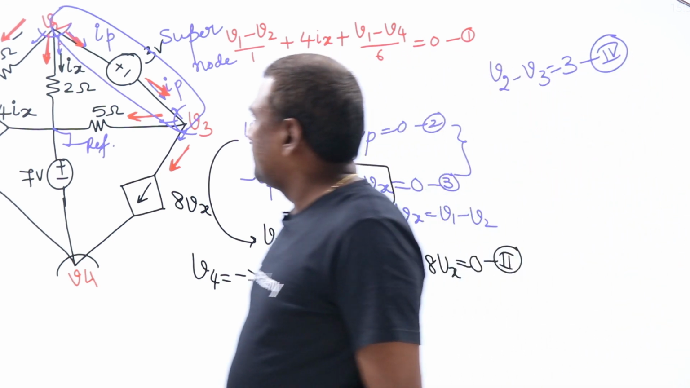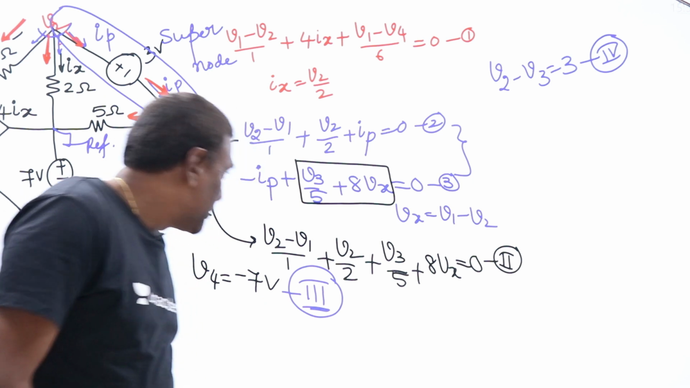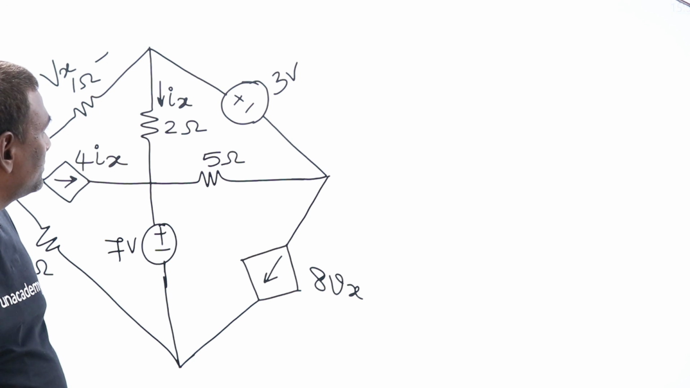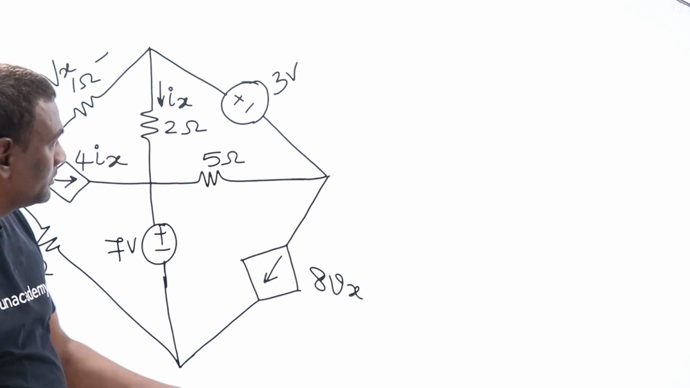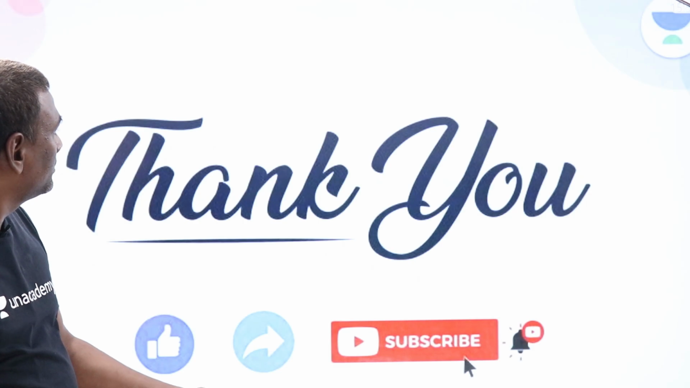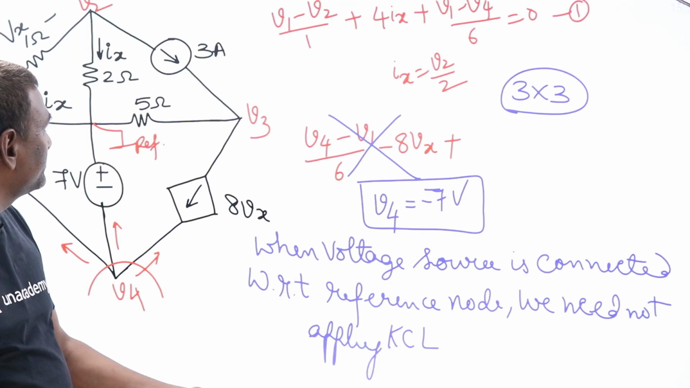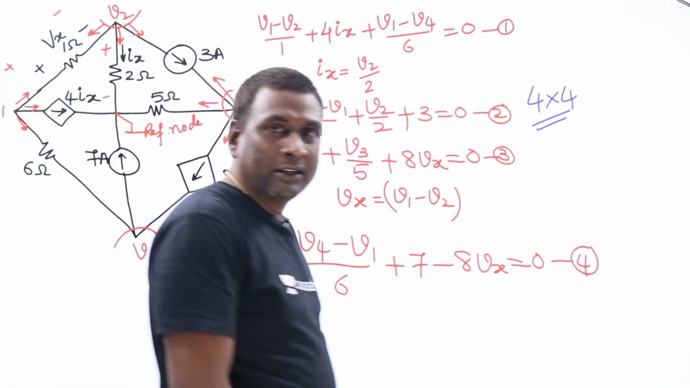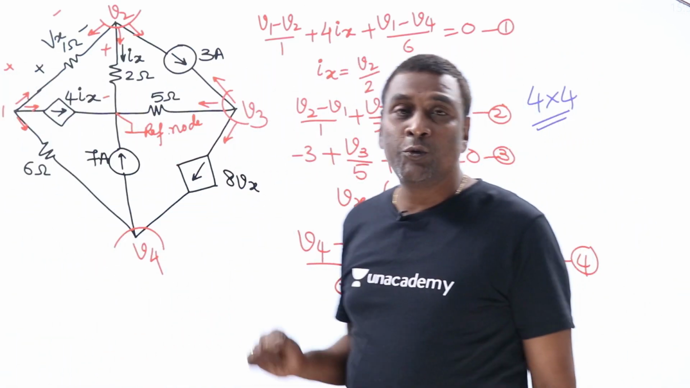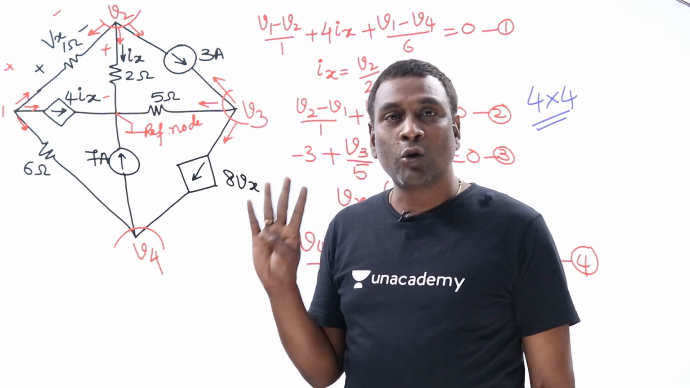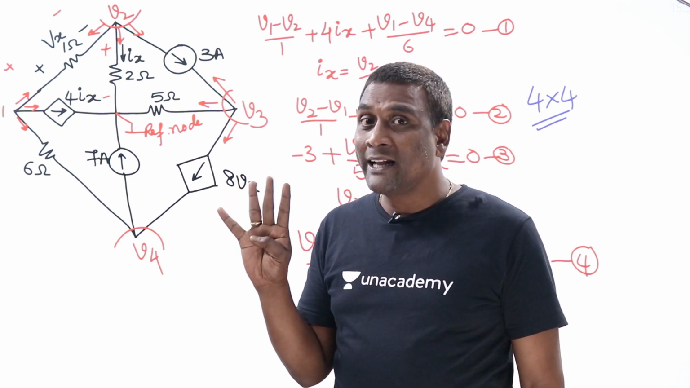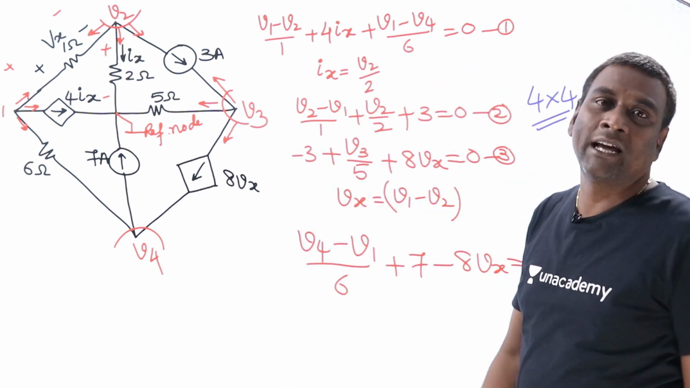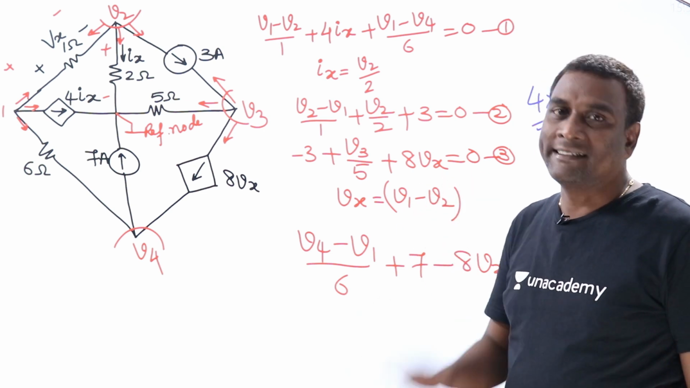Now, previous means if I compare with the previous one, see here. If you see here, how many nodes we got? 5 nodes. Out of 5 nodes, 1 node went in as a reference node. So 4 times you applied KCL, because only current sources are there without having any voltage sources.